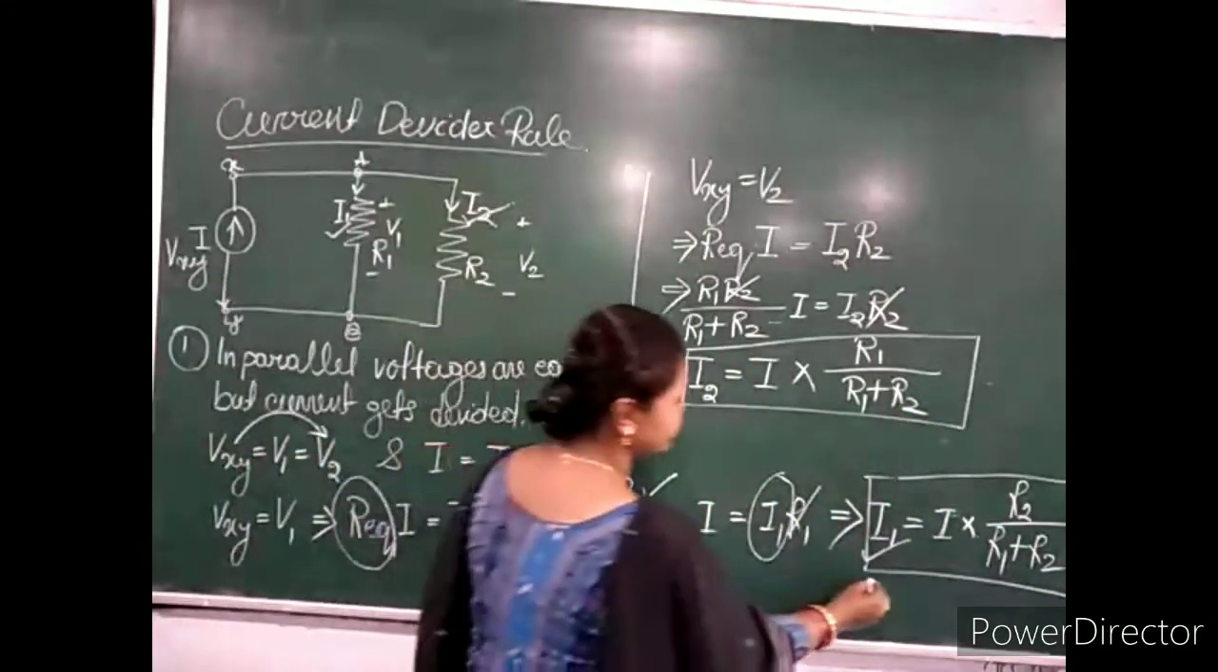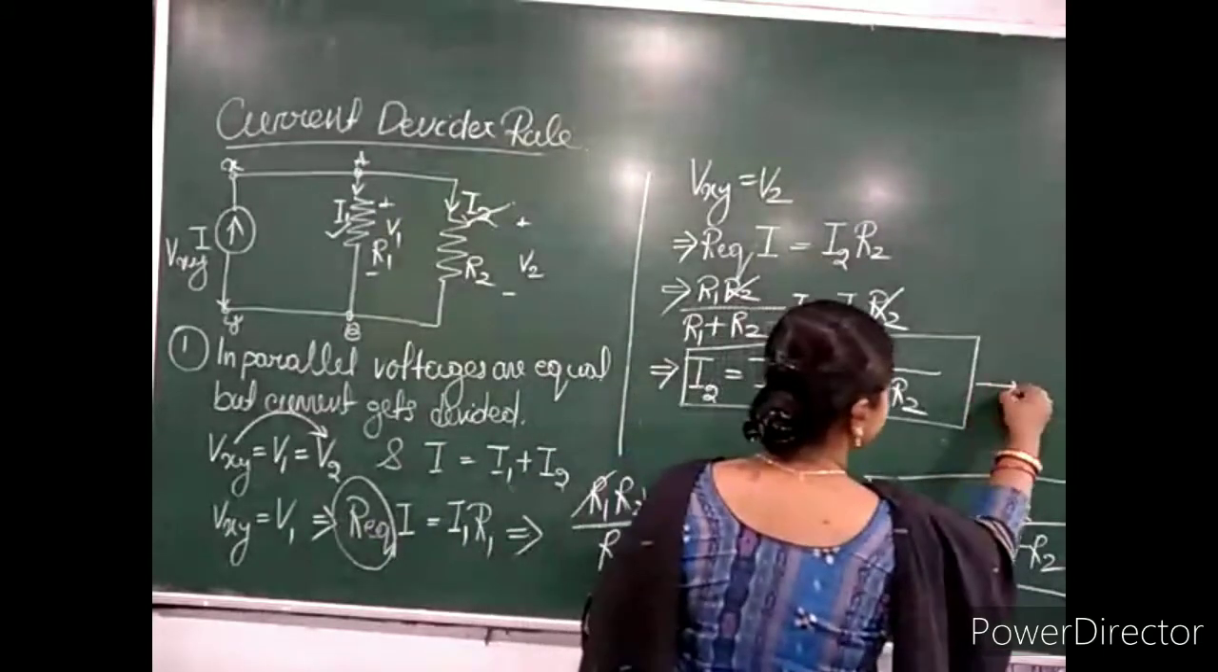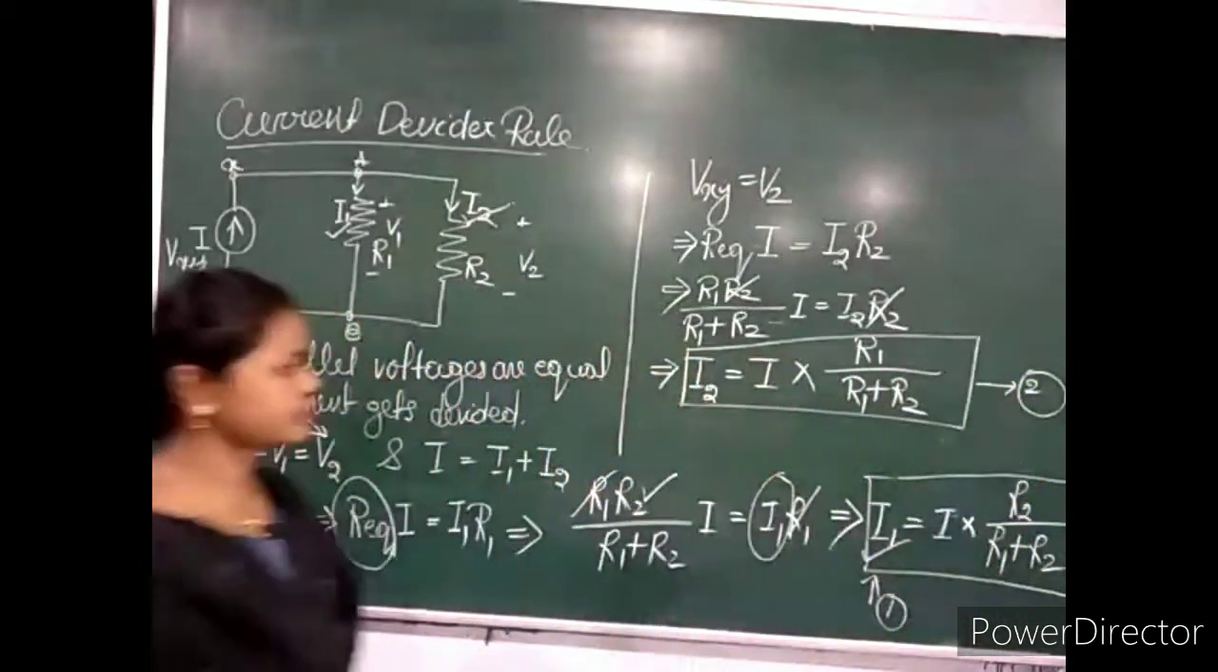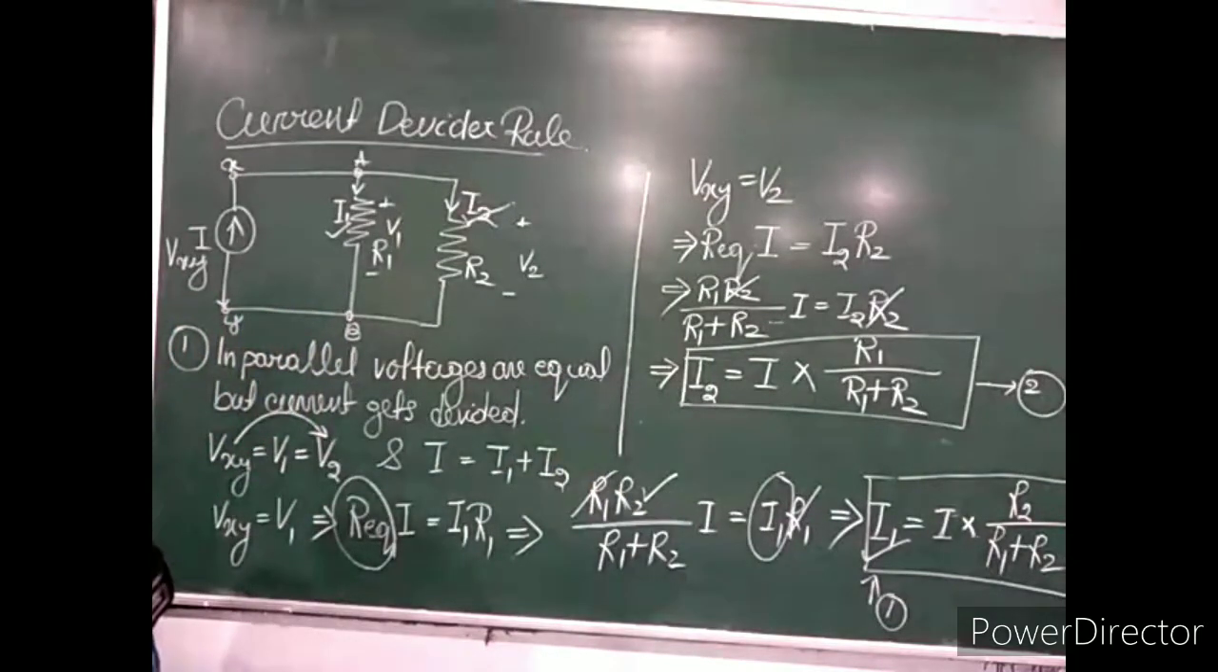This equation, let it be equation 1, this one is equation 2. Equations 1 and 2 represent currents I1 and I2 if two resistors are connected in parallel, by using the current divider rule. So finally you get a conclusion that in the current divider rule, current through any branch is equal to total current of the given circuit into the opposite resistance divided by the sum of the resistances connected in parallel.